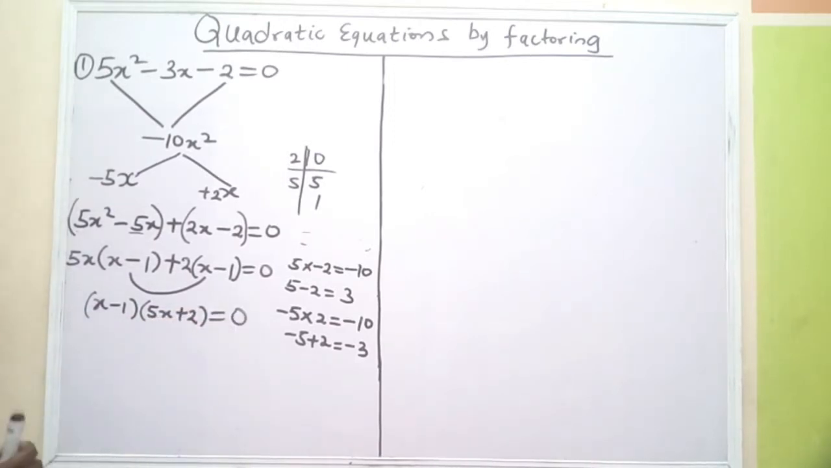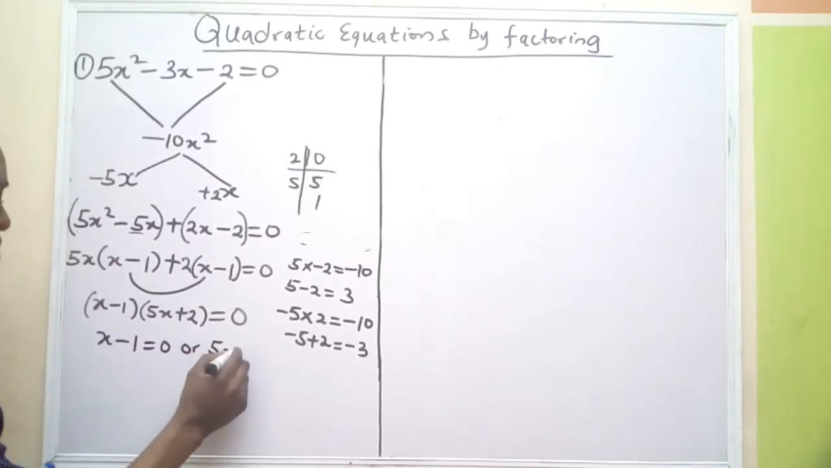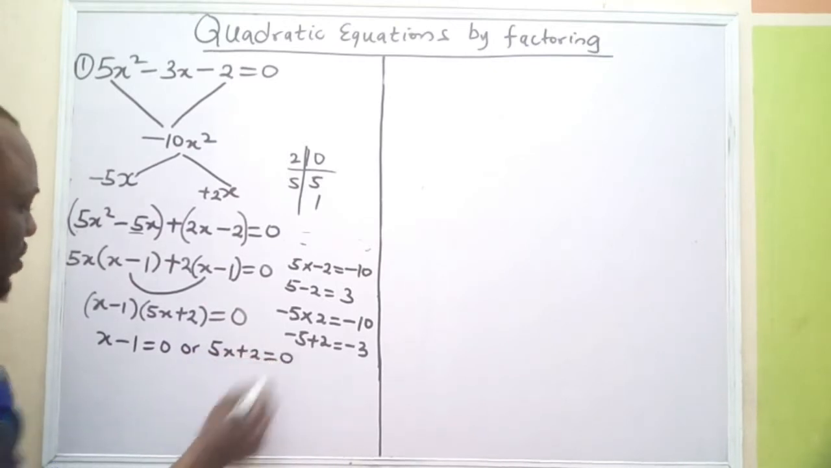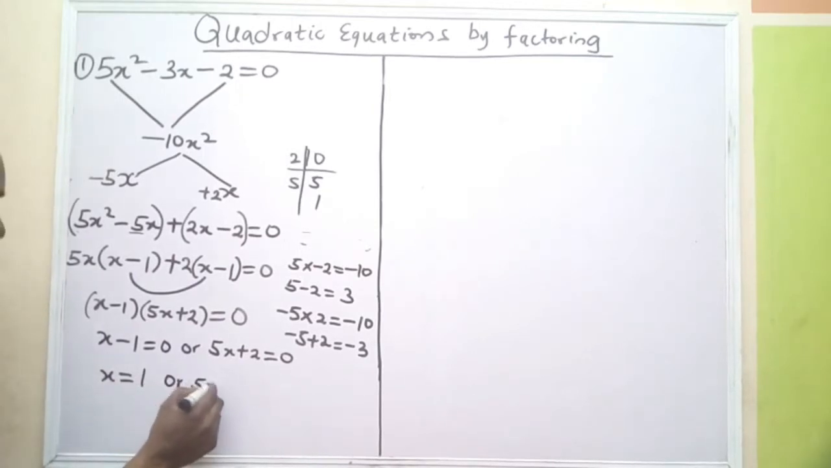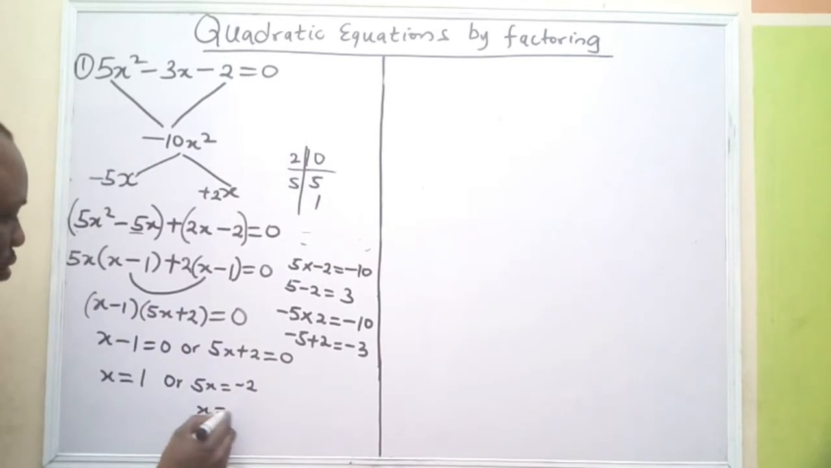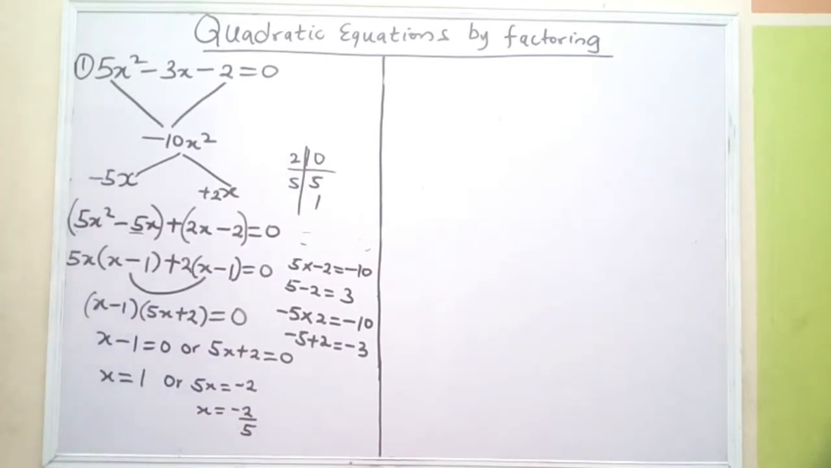Now the next step is to equate this to 0 and that to 0. So therefore, I'm going to do x minus 1 equals 0, or 5x plus 2 equals 0. So x equals, if I take this to the other side, 1, or 5x equals, taking this to the other side, minus 2, so x equals minus 2 over 5.